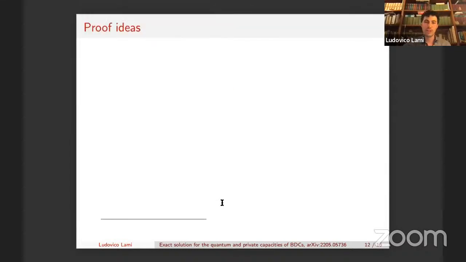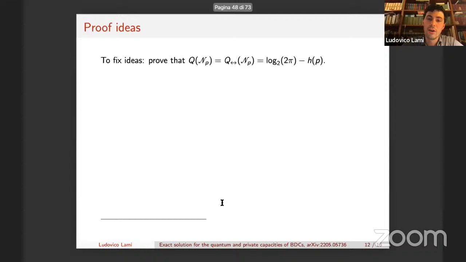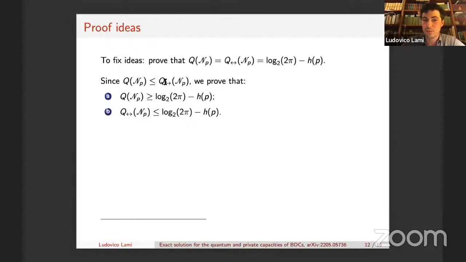Okay, so some proof ideas. Let's keep things simple. Let's say that we want just to compute two quantities: the quantum capacity, unassisted, and the two-way assisted quantum capacity. Since the quantum capacity is never larger than the two-way assisted one, it's enough to prove a lower bound on the quantum capacity and an upper bound on the two-way quantum capacity. If you find that they're given by the same formula, then you're done.